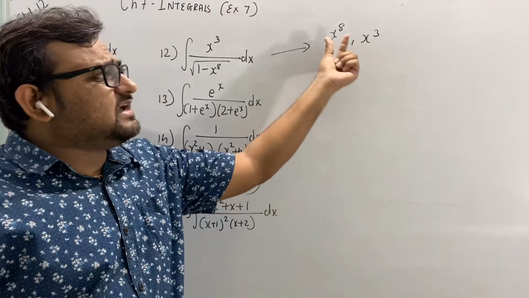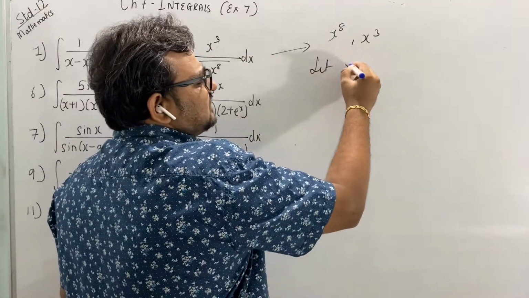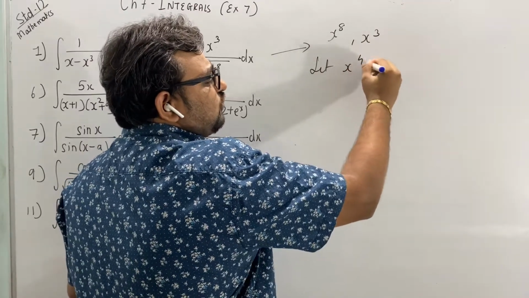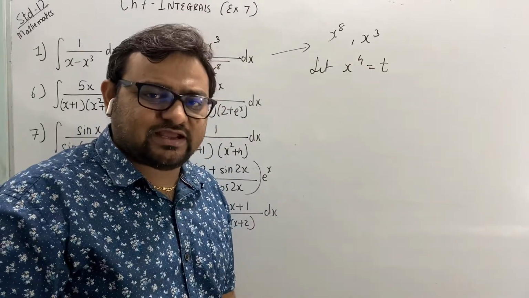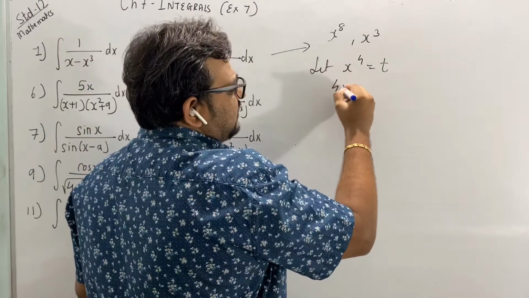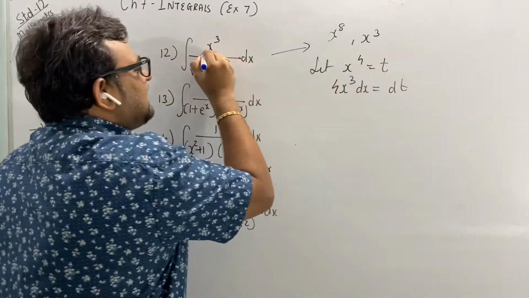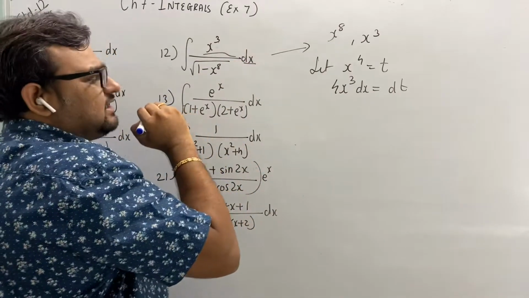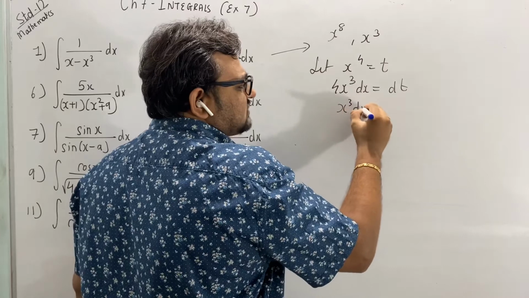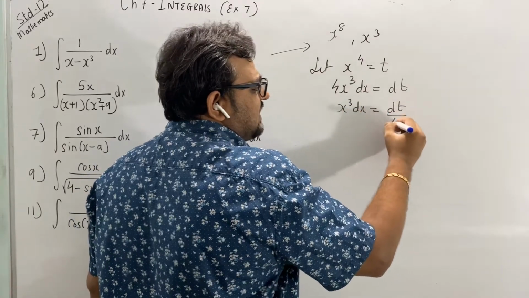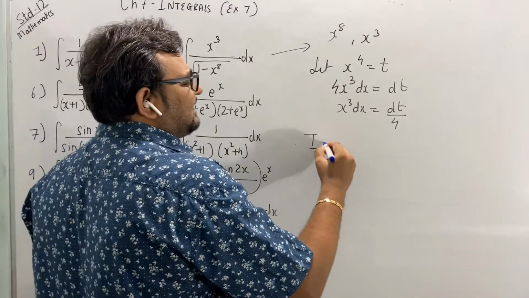But if I assume x raised to 4, what will happen? I will assume let x raised to 4 equal to t. Now when I differentiate it, this will be 4x cube dx. Here I am having x cube dx, right? So x cube dx will be equal to dt by 4. Clear?